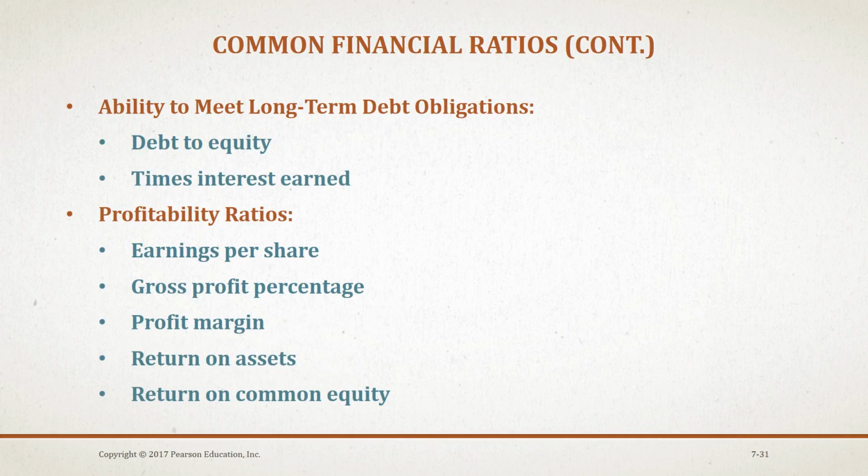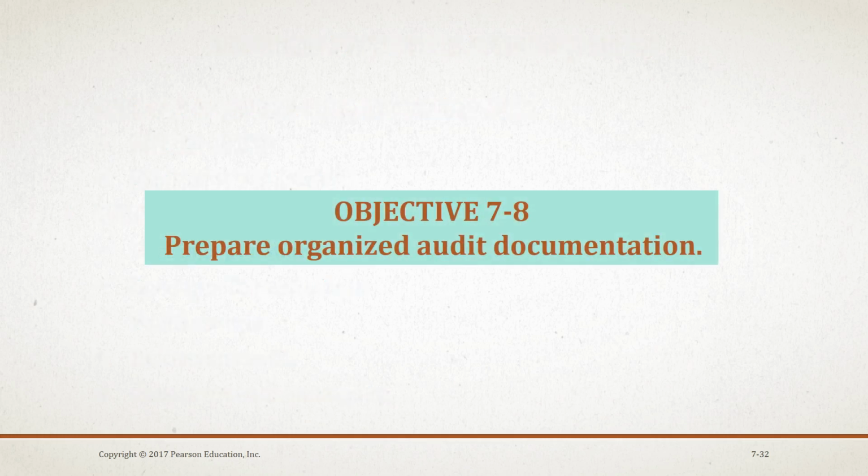Ability to meet long-term debt obligations. So there's debt to equity times interest earned. Profitability ratios. Earnings per share, gross profit percentage, profit margin, return on assets, and return on common equity. These are several that show how profitable is your company.